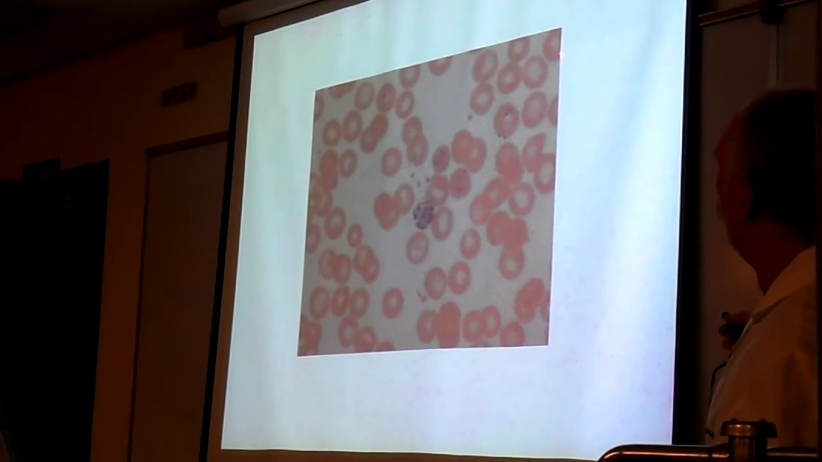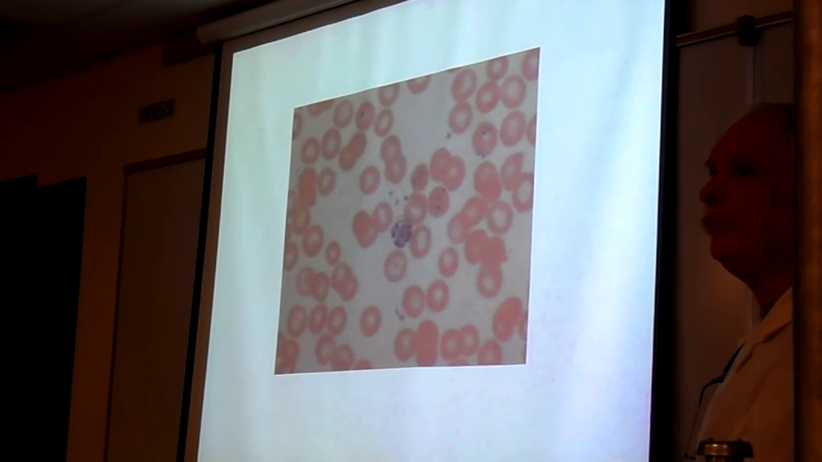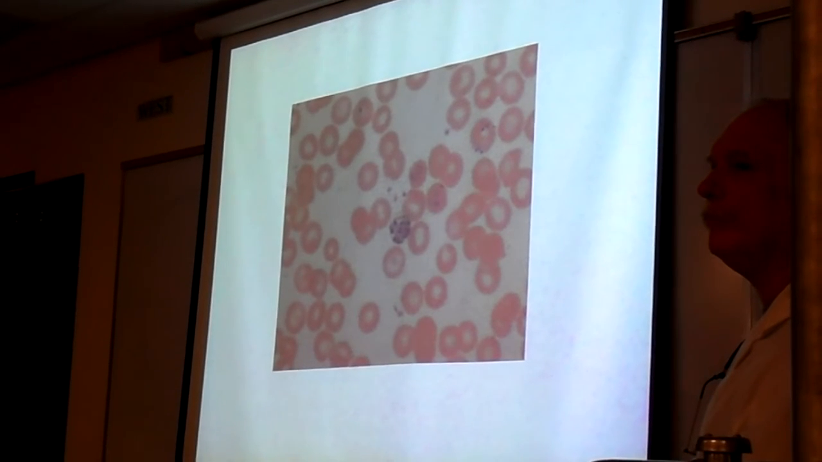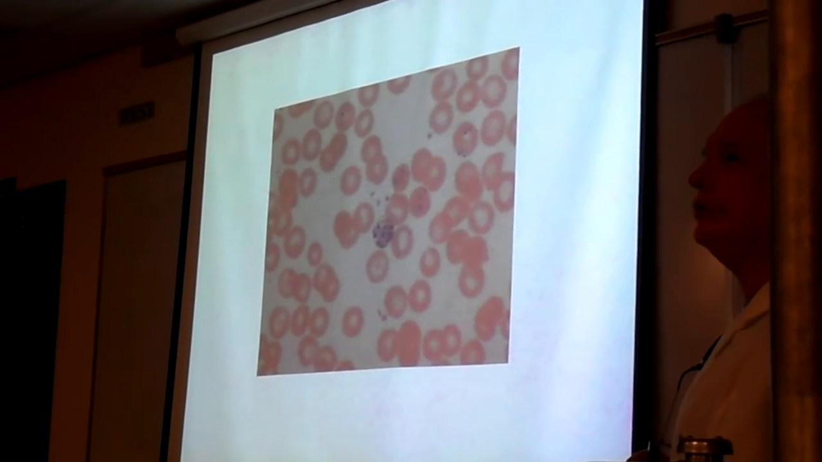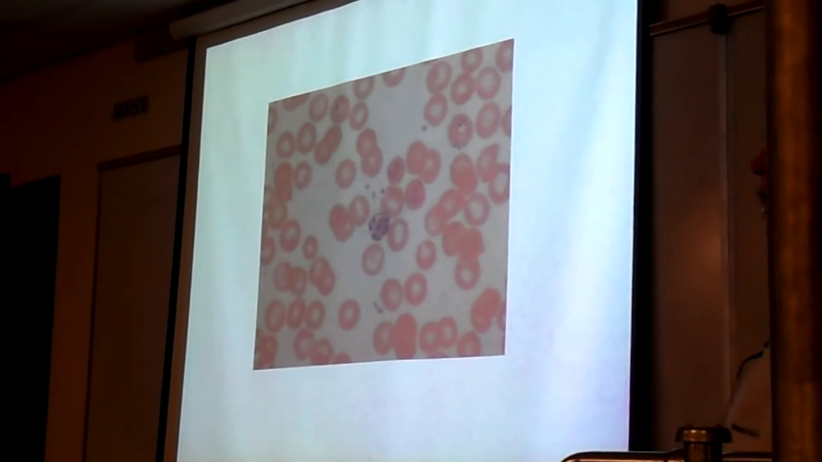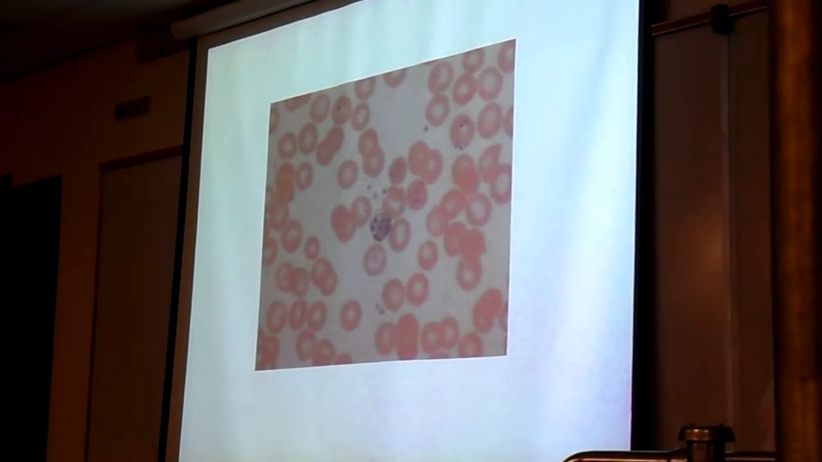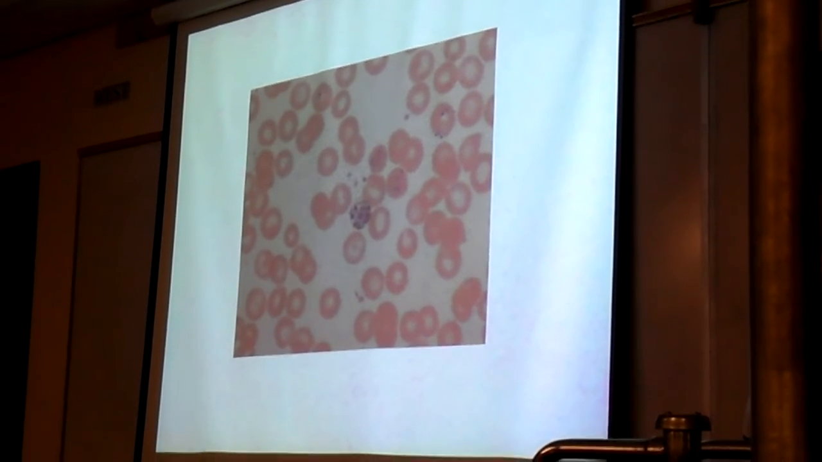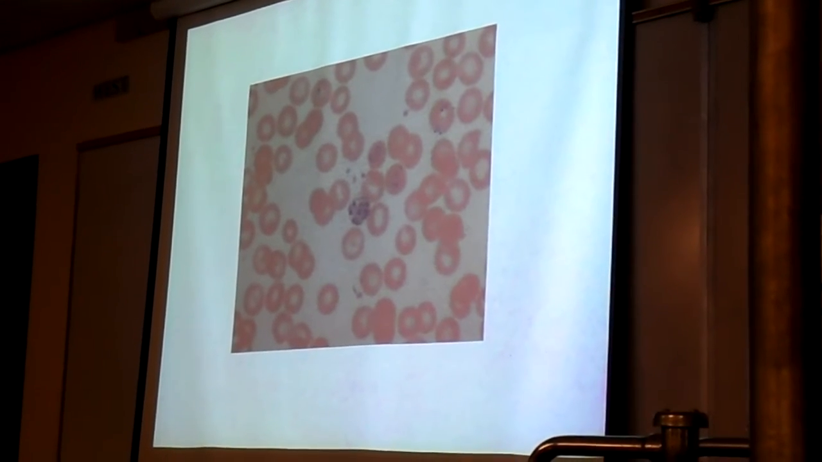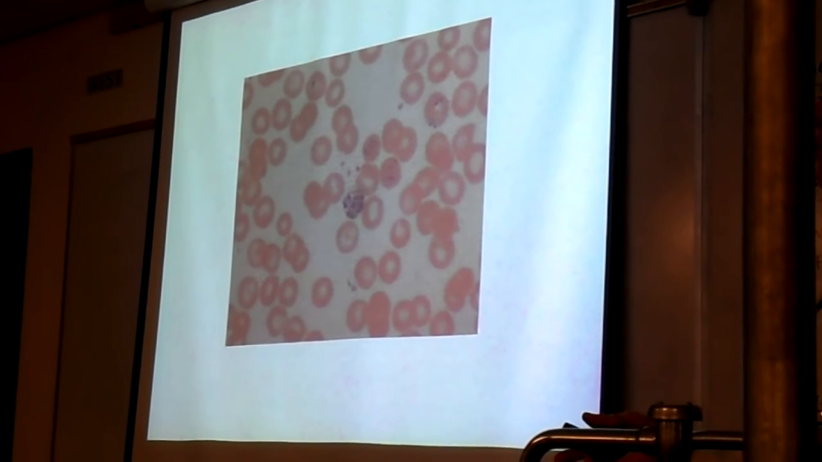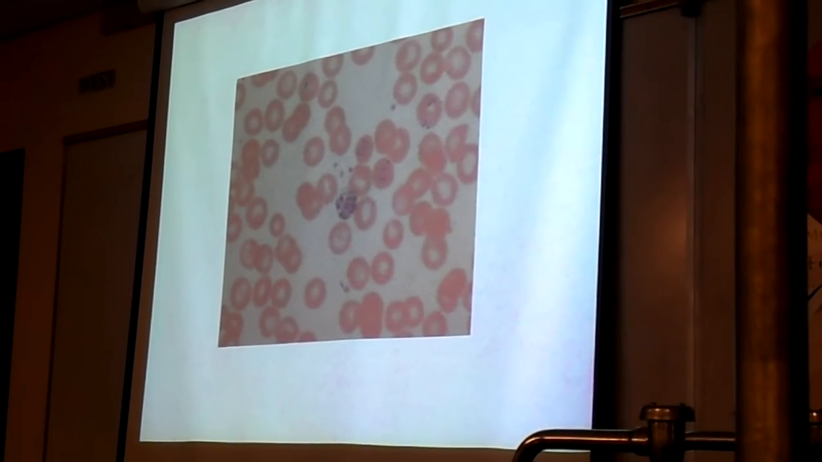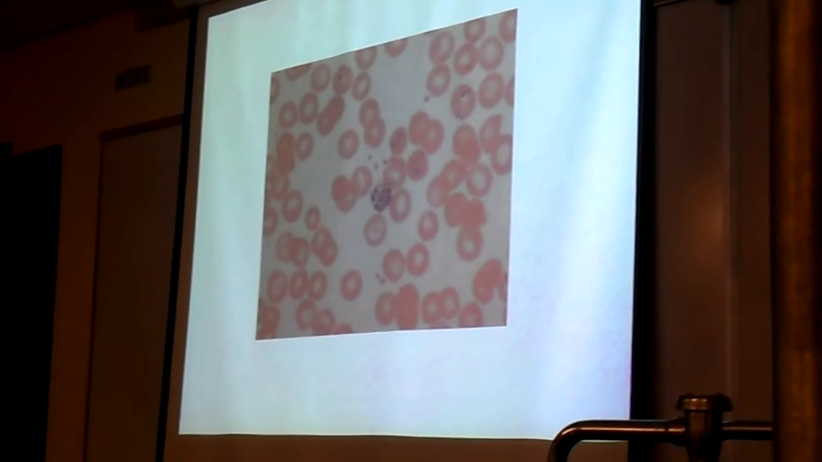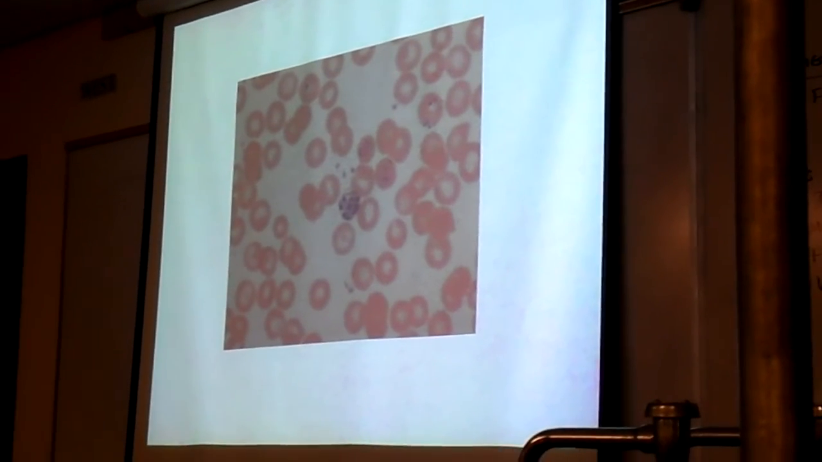Life cycle stage or form? Ring form. What stage infects the red blood cell? Merozoite. Okay. What else could I ask? Well, same questions, genus. Plasmodium. The stage that infects humans, sporozoite.